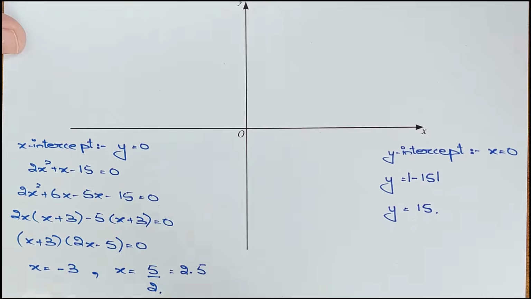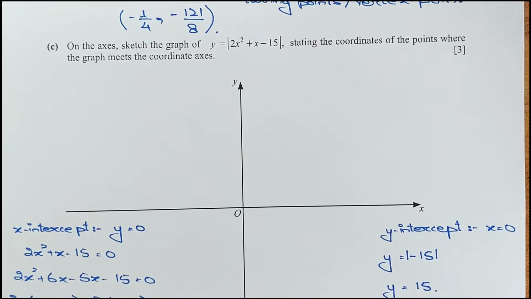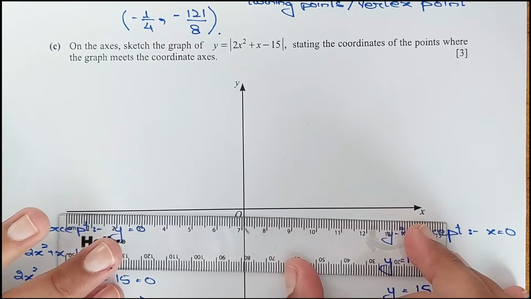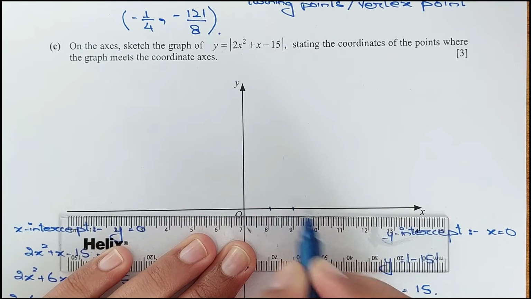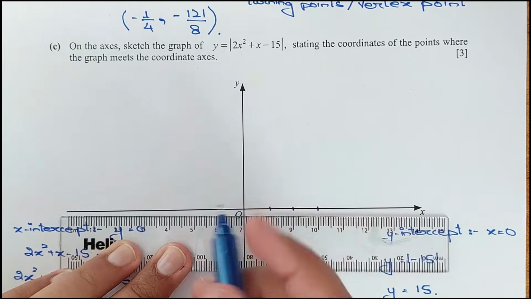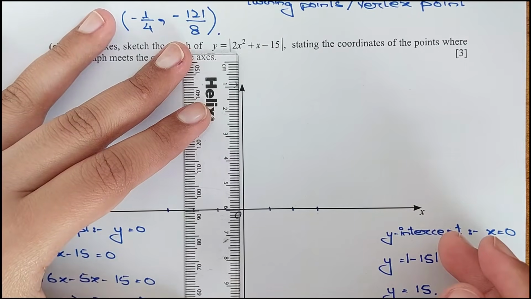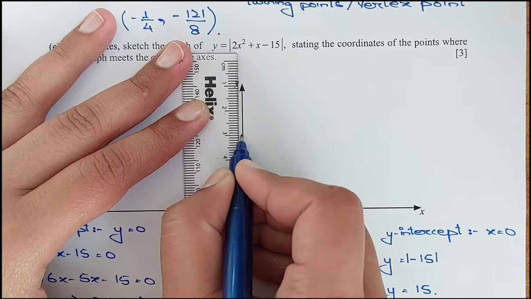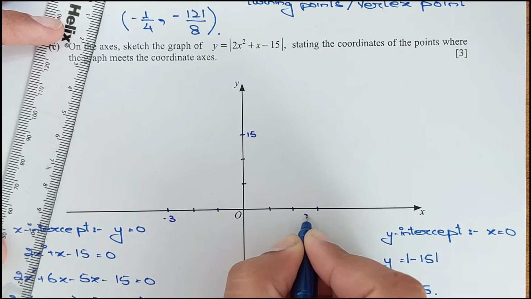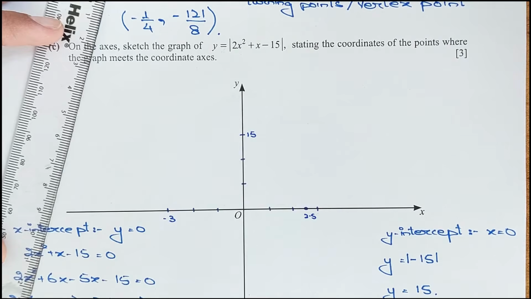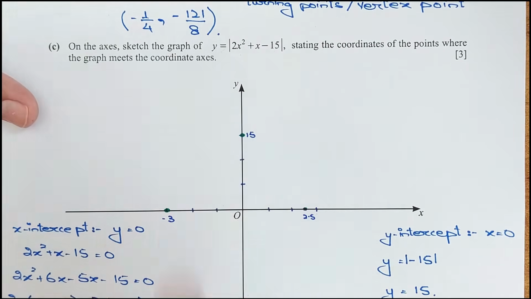So let me graph this. Since it is the absolute value function, and inside the absolute it is a quadratic, it should be a parabola. Let me scale this. This is 1, 2, 3. This is negative 1, negative 2, and negative 3. And for y, 5, 10, and 15. Negative 3 to 2.5 in the middle, right? So negative 3, 15, and 2.5. These are the x-intercepts and the y-intercept.